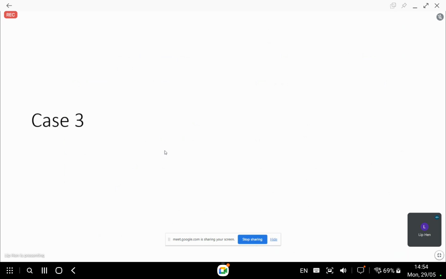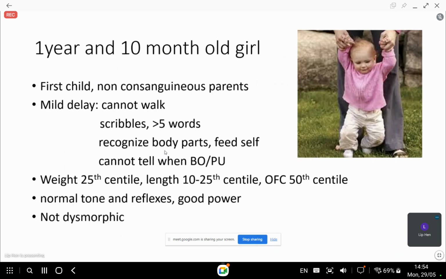So the third case. This is a 1-year-10-month-old girl, first child of non-consanguineous parents. She just has mild developmental delay because she doesn't walk at the expected age. Otherwise, she's not dysmorphic. She has normal tone, reflexes, and power is good.